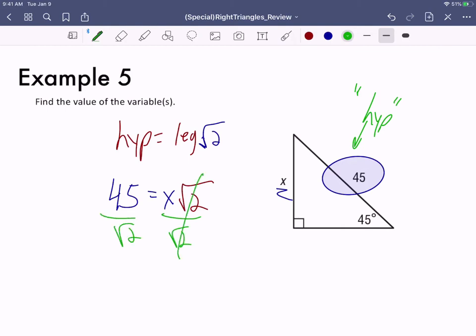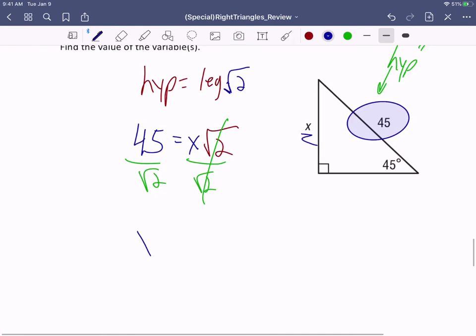So now what do we have? We have x equals 45 divided by the square root of 2. You can't leave it like that. I mean, it's technically the right answer. If you plugged it into the calculator, you'd get the same thing that you'd get if you rationalized it. But we want to make this rationalized. Rationalized means you're dividing by an actual whole number, not an irrational number.